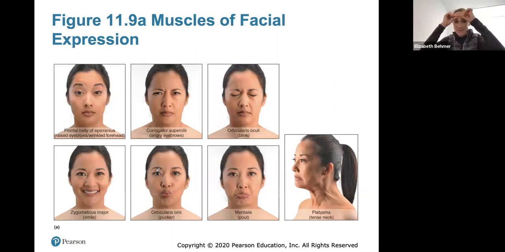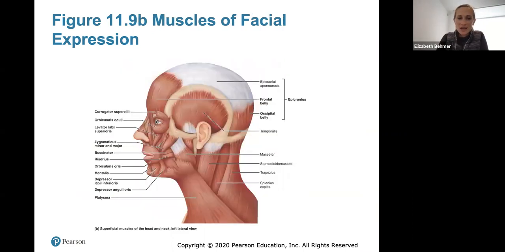The frontal belly of the epicranialis will raise your eyebrows and wrinkle your forehead, also known as the frontalis muscle. Some of these muscles I don't think we even cover. Orbicularis oculi, the circular muscle around your eyes, will blink. Zygomaticus major: smile. Orbicularis oris: pucker, as if you're blowing a kiss. Mentalis is the muscle on your chin to help you pout. The platysma muscle helps you to tense your neck.